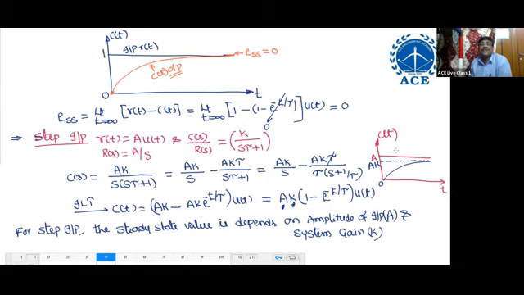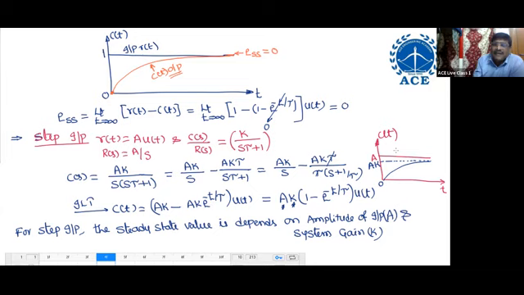Some people think that for a unit step response it ends at 1. Wrong. It ends at AK. A is called the amplitude of input. K is called the system gain. Remember, system gain. I hope you understood.